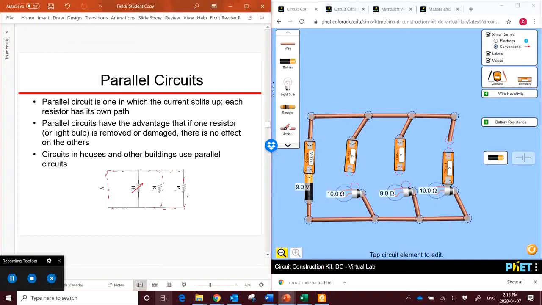But parallel circuits, as we'll see in a second, have some reasons why they're dangerous. For instance, with a power bar, we can plug multiple things into a power bar, but they say never to plug a power bar into another power bar, and we'll see why that is.